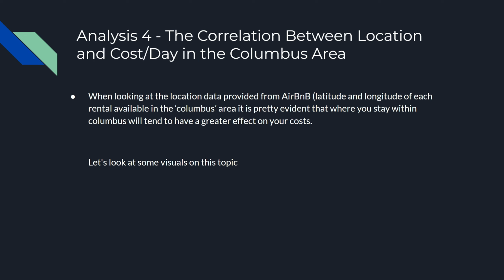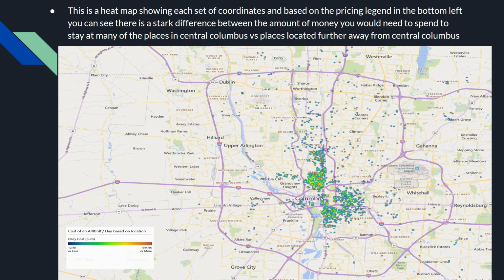For our fourth analysis, we did the correlation between location and the cost per day in the Columbus area. When looking at the latitude and longitude of the listings, it is very obvious that there's a correlation between the location of the listing and the pricing. So this here is a heat map. This heat map shows each set of the coordinates for each listing. Based on the pricing legend at the bottom left, there's a very stark difference between the listing prices within central Columbus and the outskirts of the inner city.